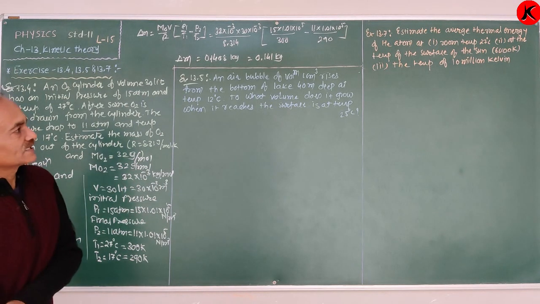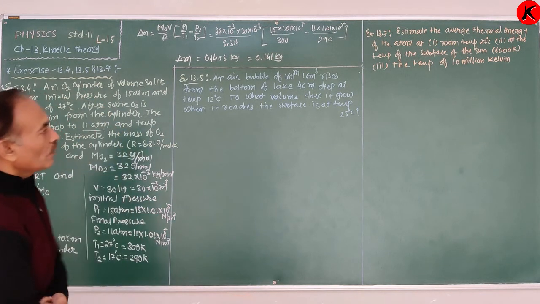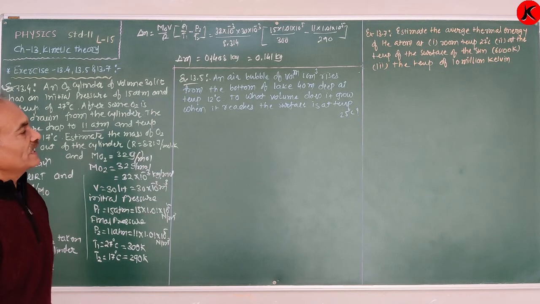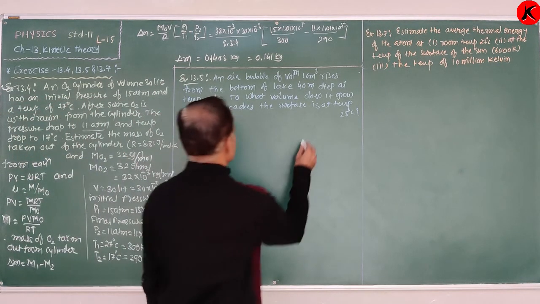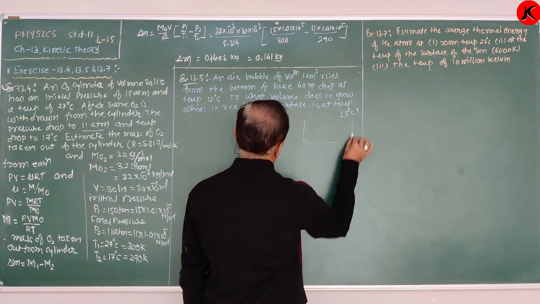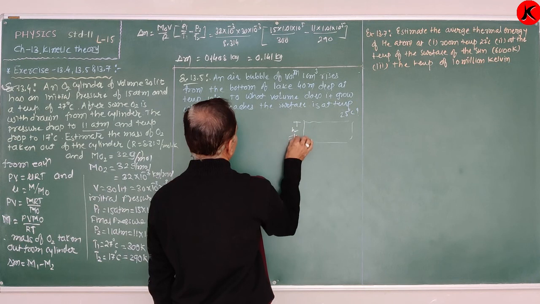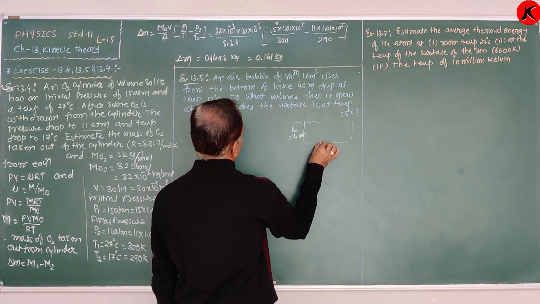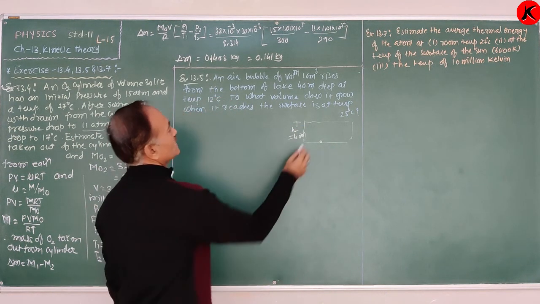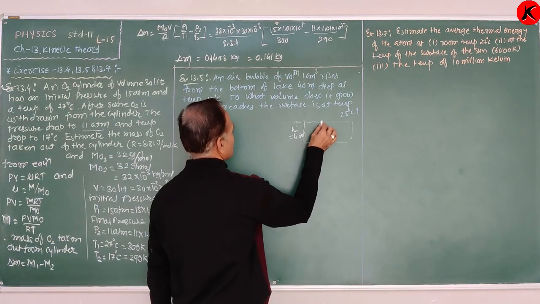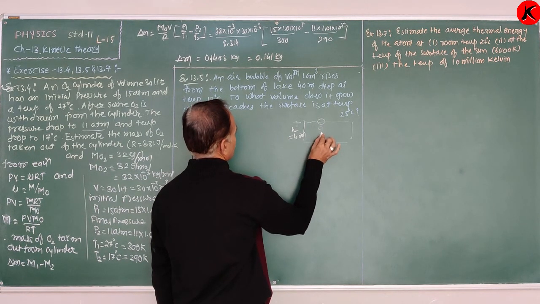Now the next question. A bubble of volume 1 centimeter cube rises from the bottom of a lake, 40 meter deep, at a temperature of 12 degrees centigrade. Now the situation is this: one lake, where the depth is given as 40 meters. One air bubble rises from the bottom. The initial volume is 1 centimeter cube. When the air bubble reaches the surface, its volume is going to increase.